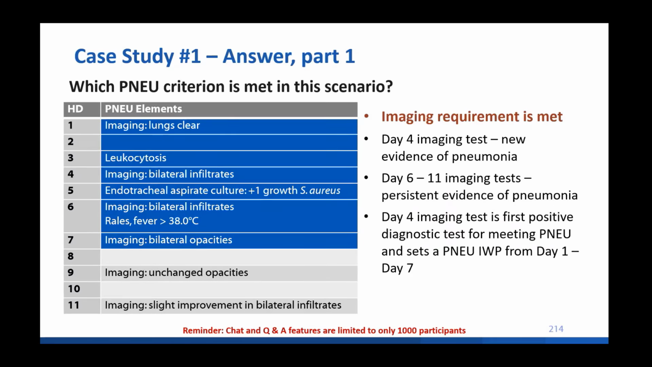The day 4 imaging test with new definitive evidence of pneumonia that is persistent sets a pneumonia infection window period from day 1 through day 7. The next step is to determine if signs and symptoms and laboratory evidence of pneumonia are present in the pneumonia infection window period. In this scenario, on day 5, there is an endotracheal aspirate culture with an eligible organism identified, but the growth of 1+ does not meet the semi-quantitative growth requirement from Table 5, so the culture result is not eligible.